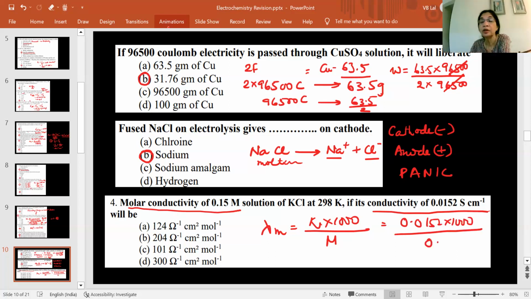Tell me what should be the answer. Calculate. It should be option C, approximately this much. Good, very good.